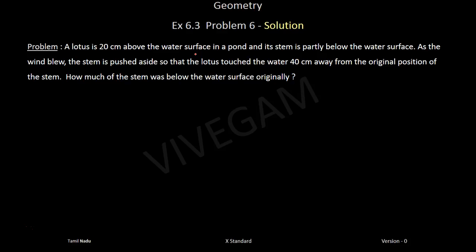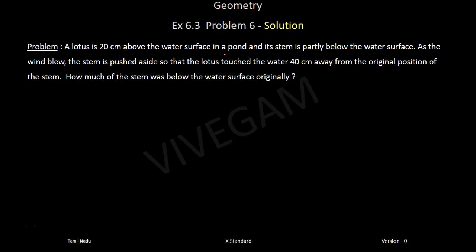Let's read the problem. A lotus is 20 centimeters above the water surface in a pond and its stem is partly below the water surface. As the wind blew, the stem is pushed aside so that the lotus touched the water 40 centimeters away from the original position of the stem. How much of the stem was below the water surface originally?